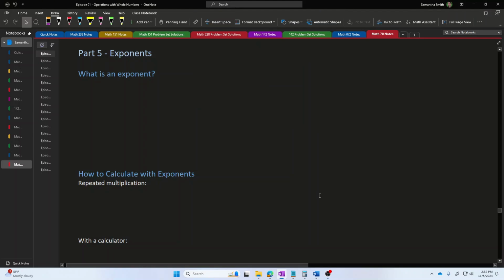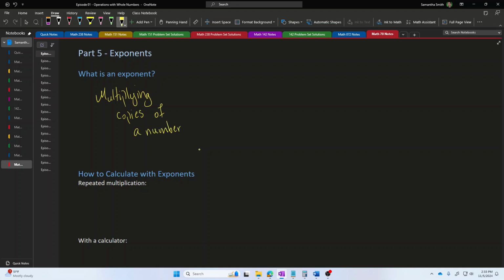In this part of episode 1, we are going to be talking about the operation called exponents. And exponents are used to represent when a number has been multiplied with copies of itself. So just like multiplication represented repeated addition, exponents represent repeated multiplication.